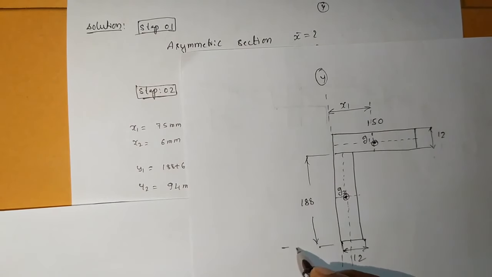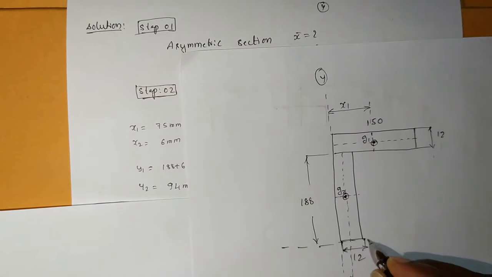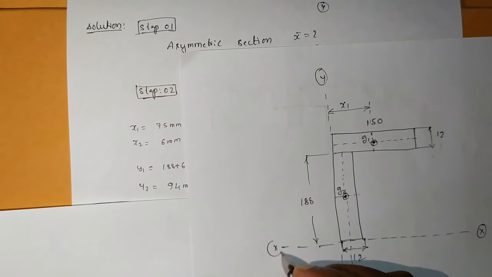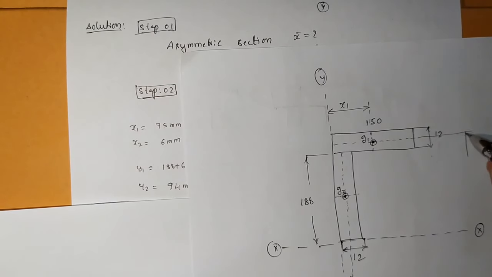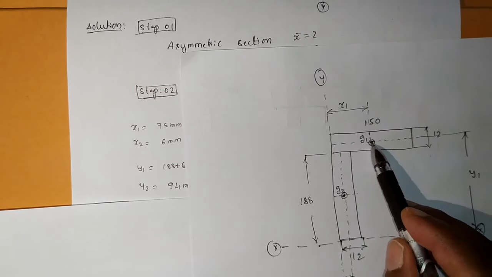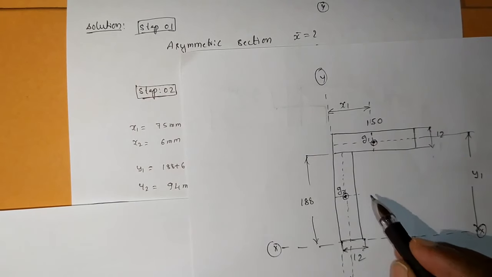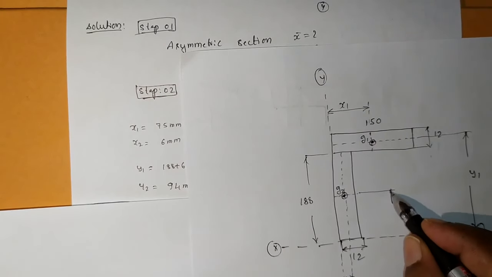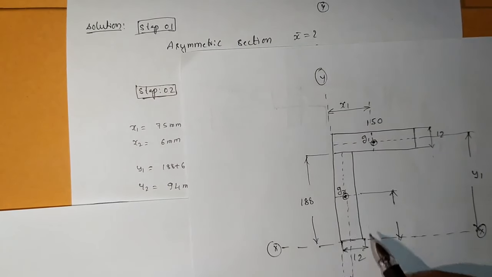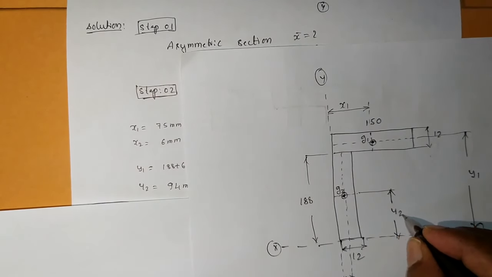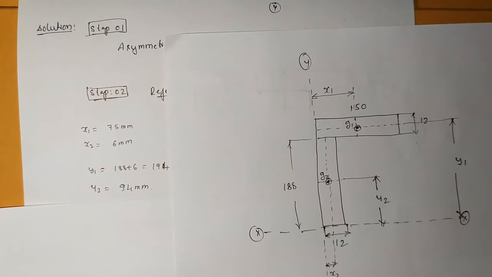Similarly, we have to mark the other reference axis. This is the x-x axis. This is the y1 distance. What is y1? Distance between the centroid of section number 1 and the reference axis. Similarly, y2 is the distance between the centroid of section number 2 and the reference axis. This is y2.